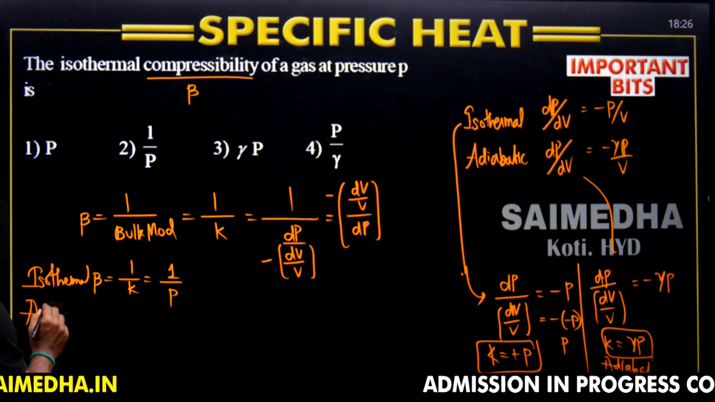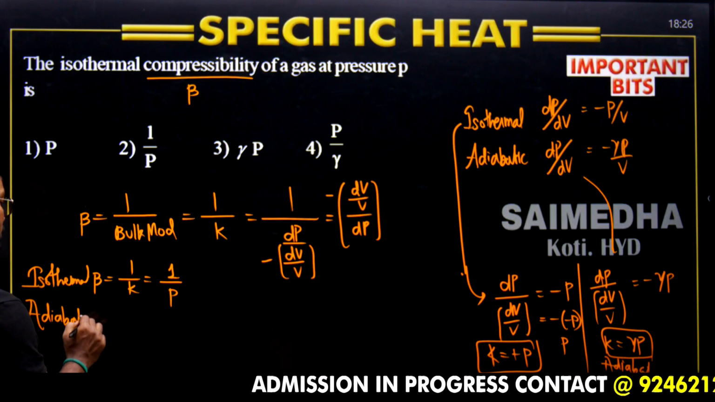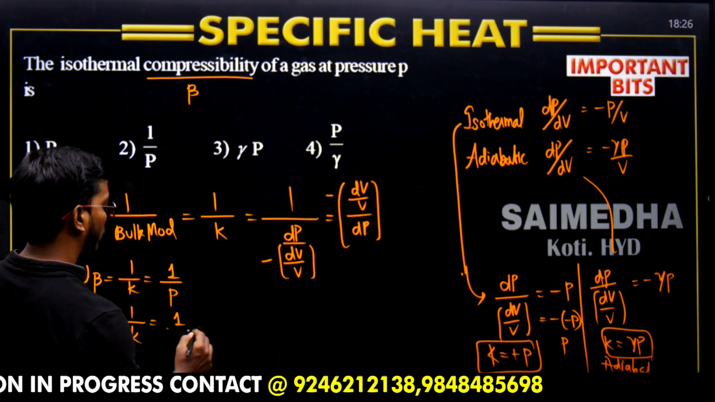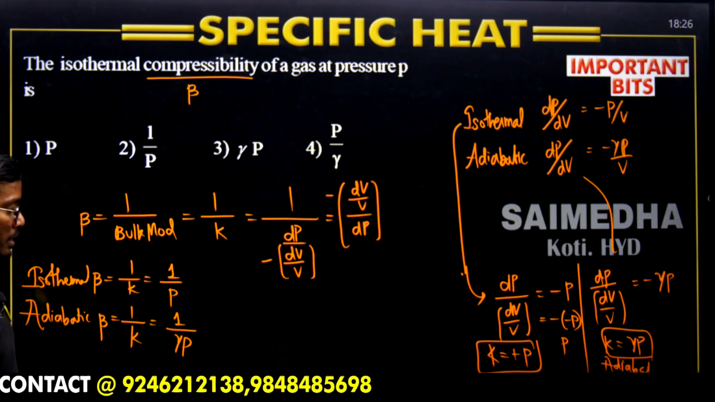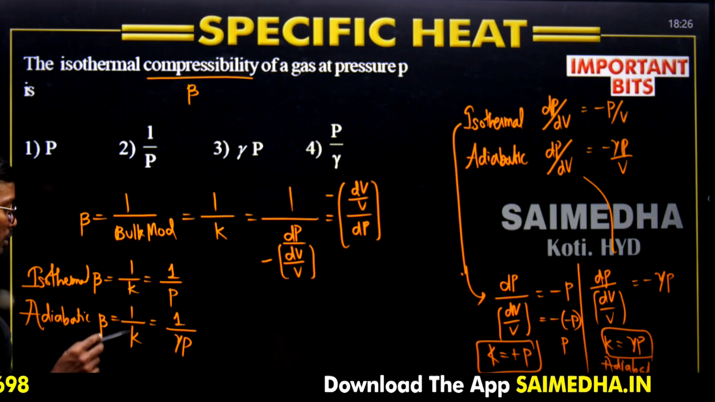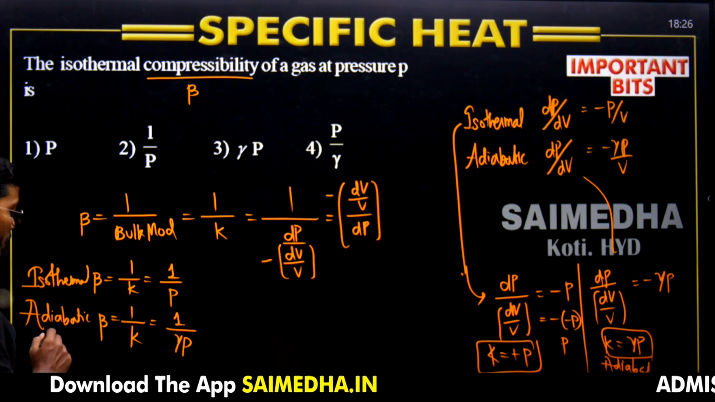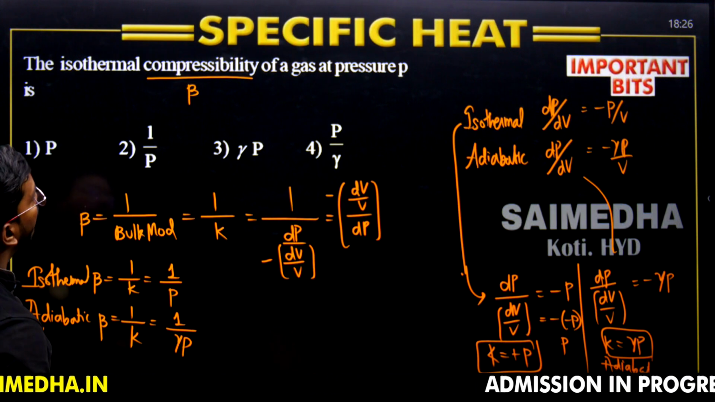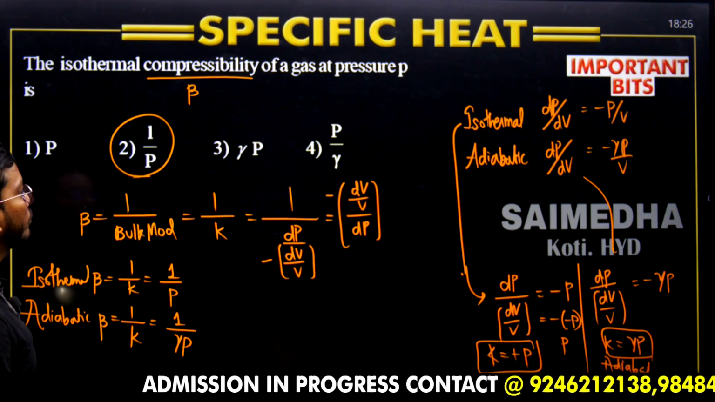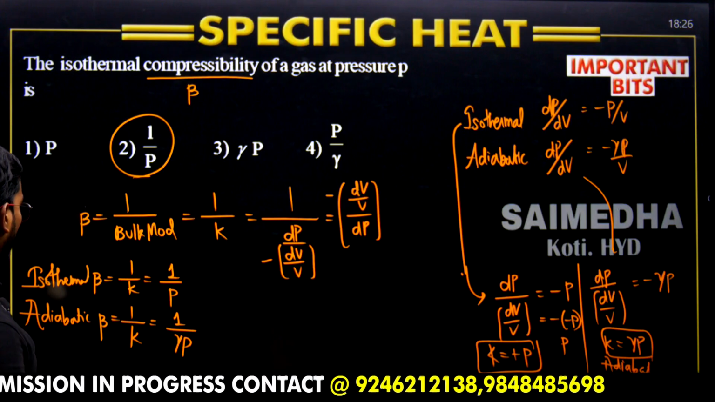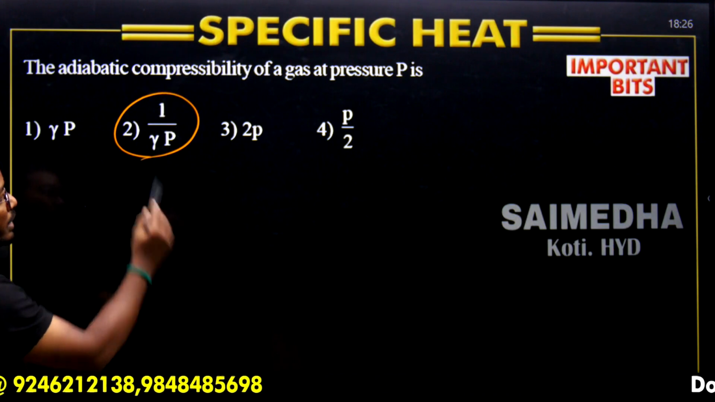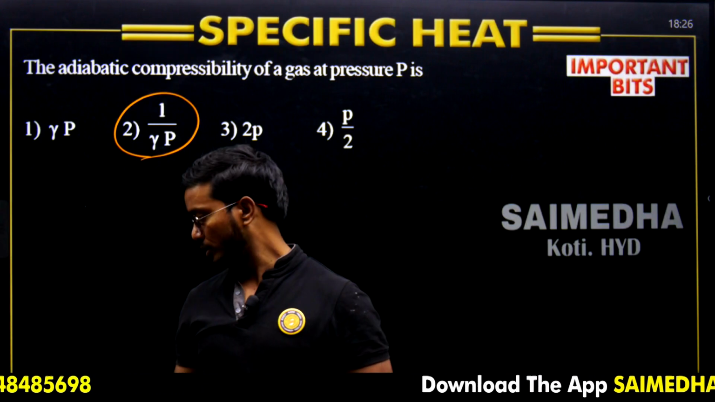If it is adiabatic compressibility, then the answer is going to become 1 by gamma P. K equals pressure in isothermal, and K equals gamma pressure in adiabatic. The question is isothermal or adiabatic? If isothermal is given, the answer is 1 by P. Whereas if adiabatic compressibility is given, the answer is 1 by gamma P. Remember these two questions, very important.